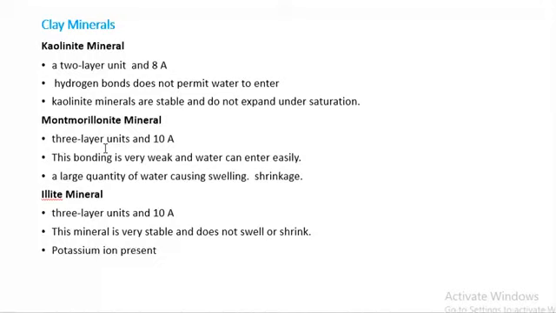Montmorillonite is a 3-layer unit having 10 angstrom. The bonding is very weak and water can enter easily. A large quantity of water causes swelling and shrinkage. Illite mineral is a 3-layer unit and 10 angstrom. This mineral is very stable and does not swell or shrink. Potassium ion is present.